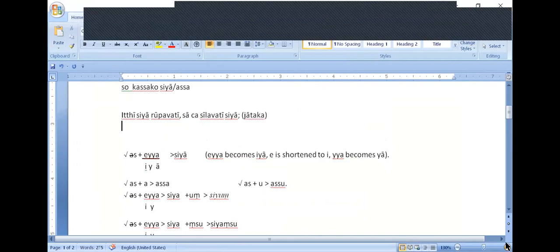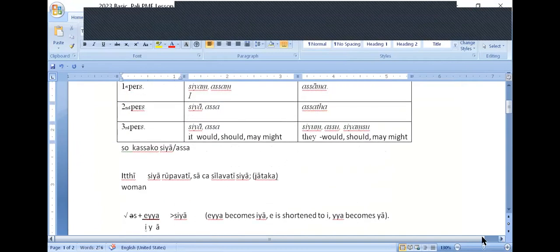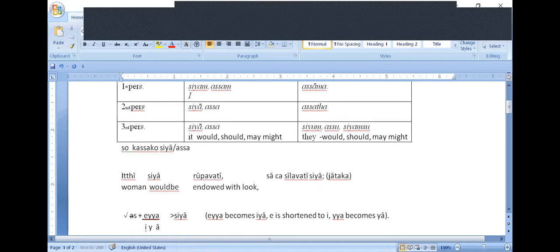So iti is woman. Siya means, like just now, it's third person. It will be third person here, siya. All right. So it's talking about would be, or might be, rupavati. Rupa is look, right? So vati is a has form, so has look. You can translate it maybe as endowed or possessed with look. And then sa, because it's feminine, it's talking about she.